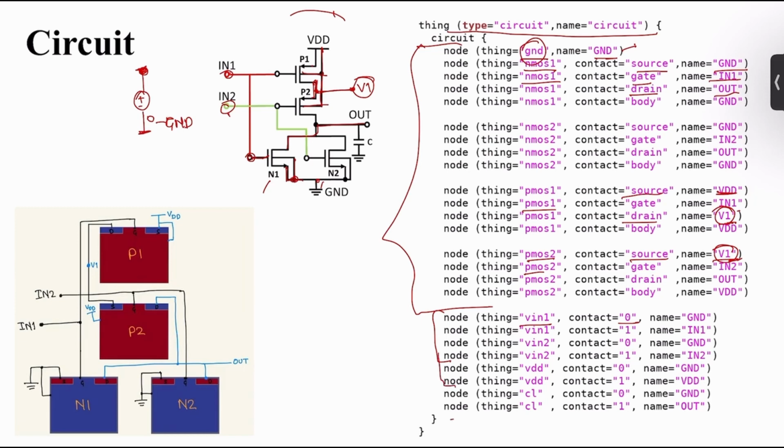And then the capacitor is this. The capacitor contact 0, that is this pin, is connected with ground, and the other node is connected with the output node.